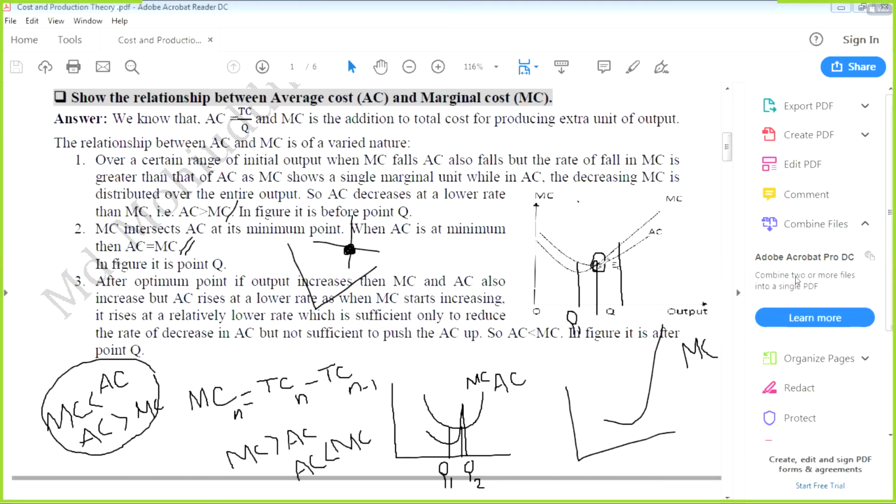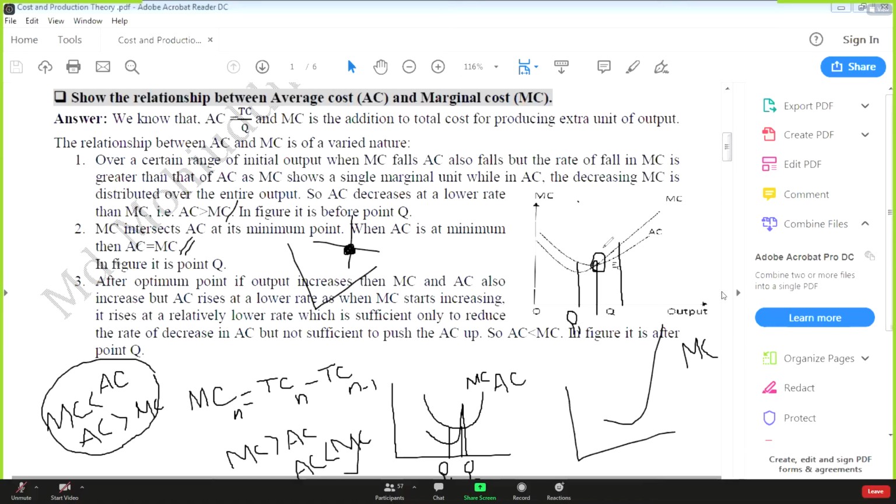Look, first tell me, at the level of output Q2, they are the same. Is it clear to you or not? Okay. Now consider the third level, which one is higher, marginal cost or average cost? Marginal cost is higher. That means average cost is lower. So in the third case, average cost is lower. In the second case, average cost equals marginal cost.